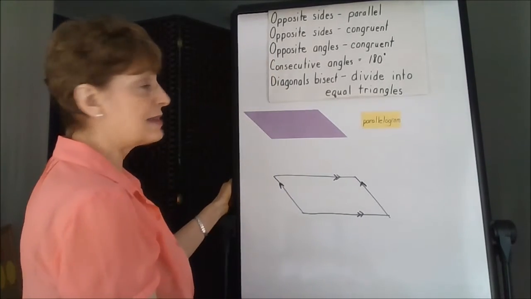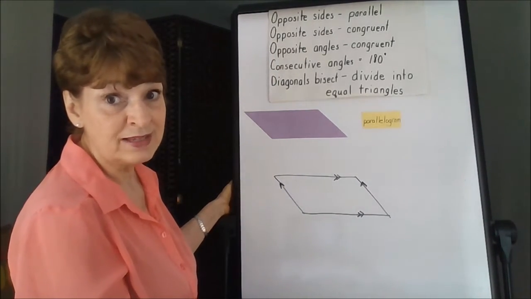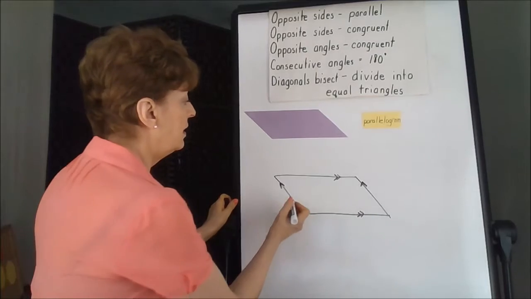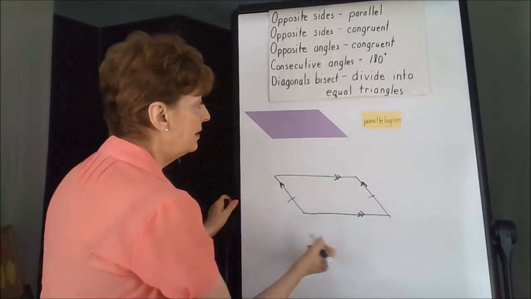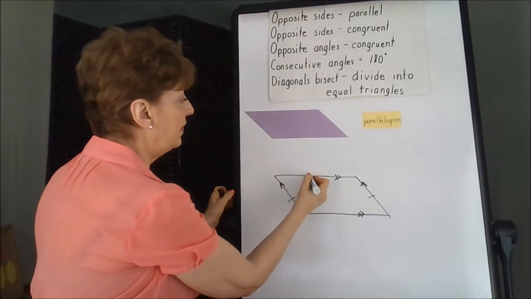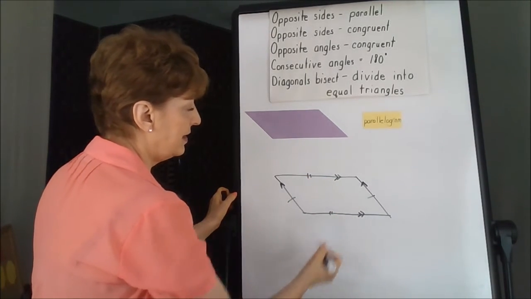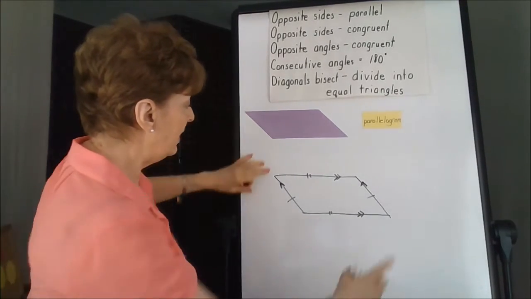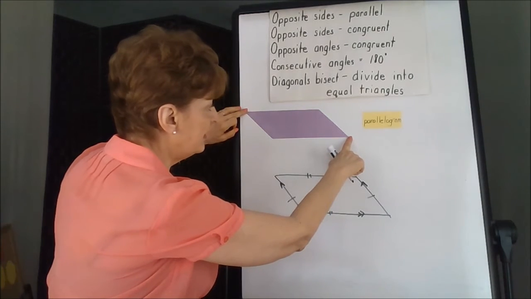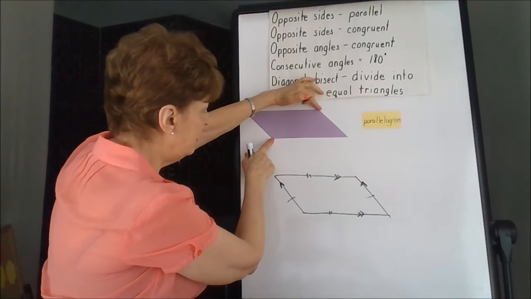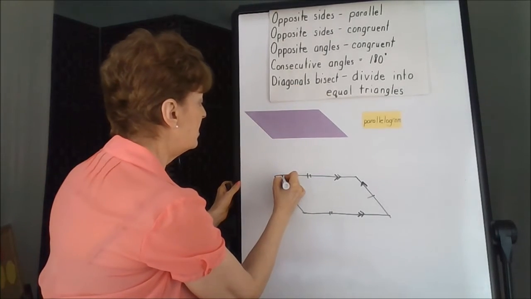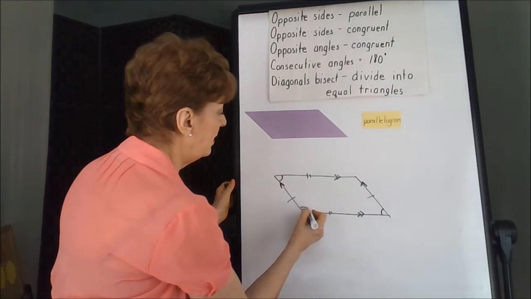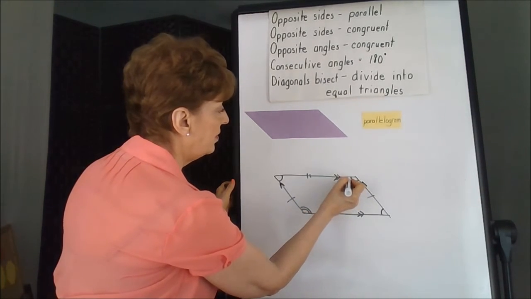The opposite sides are congruent. That means they measure the same. So this side of the parallelogram would be the same length as this one. This side matches this side. Obviously, these are longer, but this side is the same measure as that side. Opposite angles are congruent. That means our opposite corners are the same measure. Opposite corners, the same measure. So this would be the same measure as that one. And this one is the same measure as this corner.